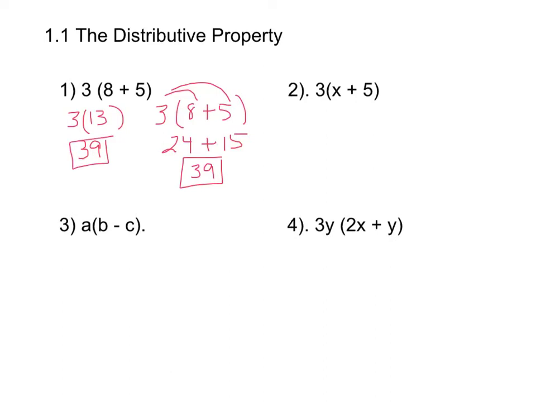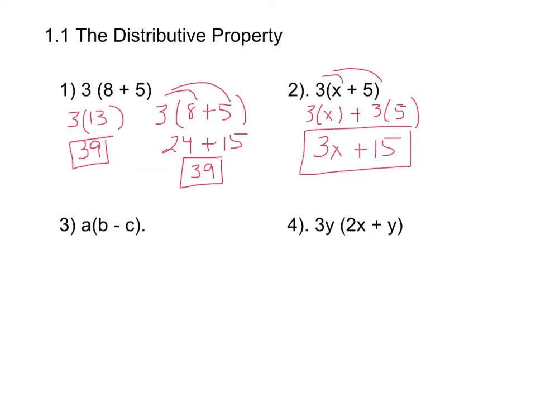In number 2, we take 3 times the sum of x and 5. So if we took 3 times x, now you could write it like this, 3 times x plus 3 times 5, but you can just skip that step and do 3 times x, which is 3x, 3 times 5, which is 15. Therefore, my answer is 3x plus 15.